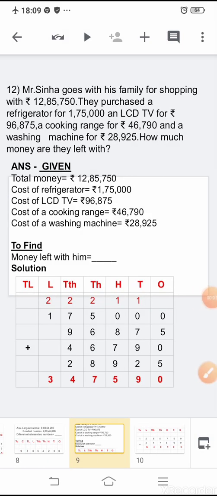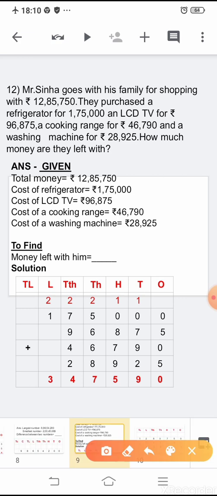Okay, students, we will start with the next sum. That is the last sum here. Now here in this sum, it is given as Mr. Sinha goes with his family for shopping with rupees 12,85,750. They purchased a refrigerator for 1,75,000, an LCD TV for rupees 96,875, a cooking range for rupees 46,790 and a washing machine for rupees 28,925. Now the cost of the items is given here, children, and you have to find out how much money is left with Mr. Sinha.